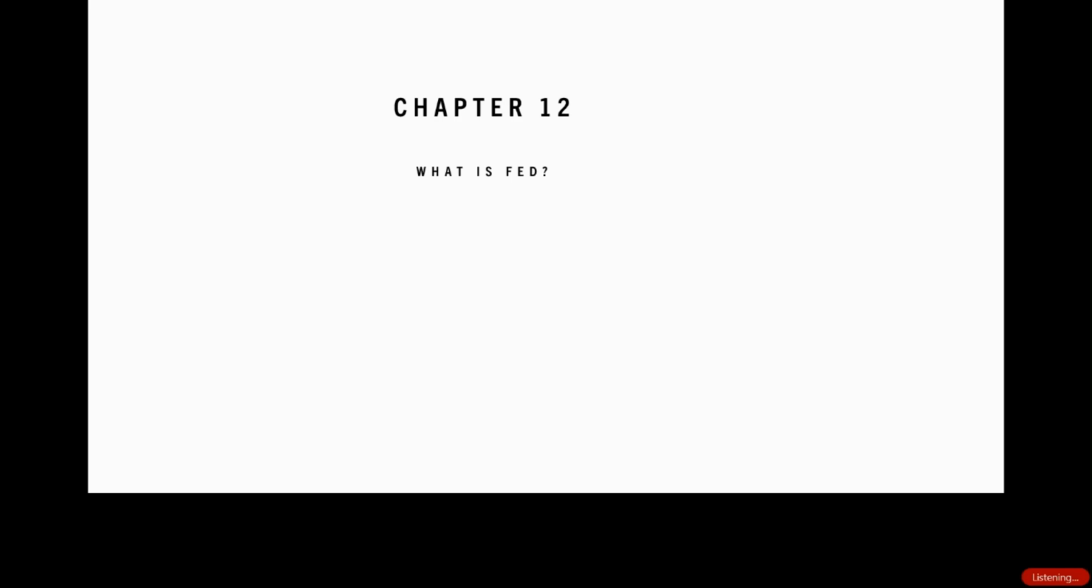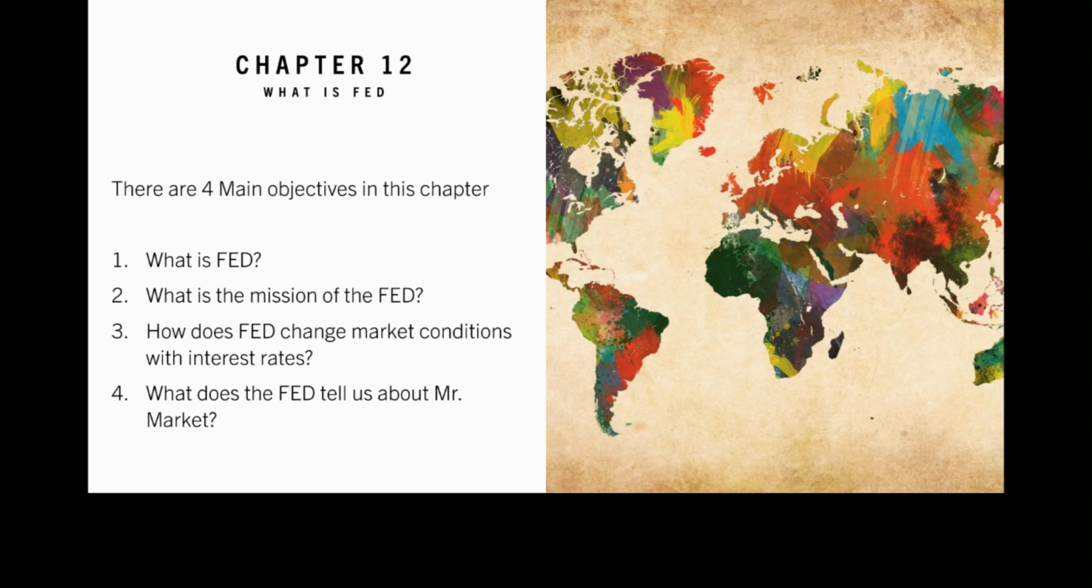Welcome to chapter 12. What is the Fed? In this chapter, we have four objectives. The first objective is what is the Fed? The second objective is what is the mission of the Fed? The third objective is how does the Fed change market conditions with interest rates? And the fourth objective is what does the Fed tell us about Mr. Market? So let's get started.